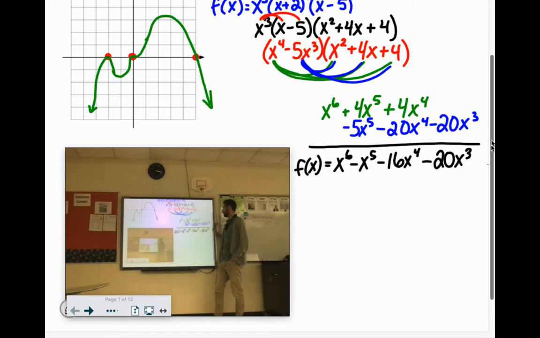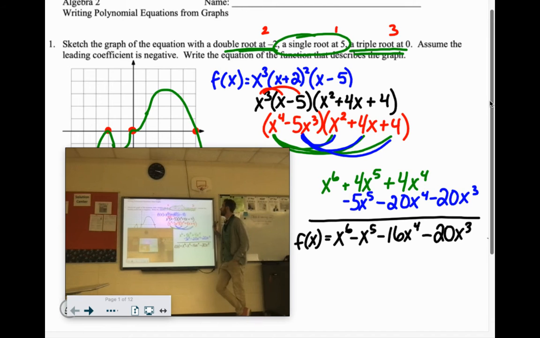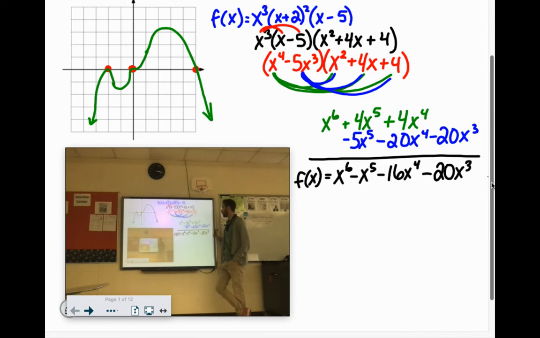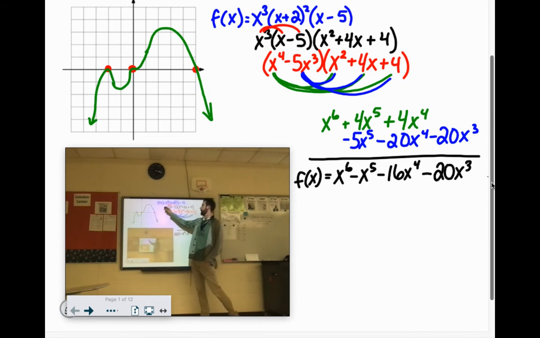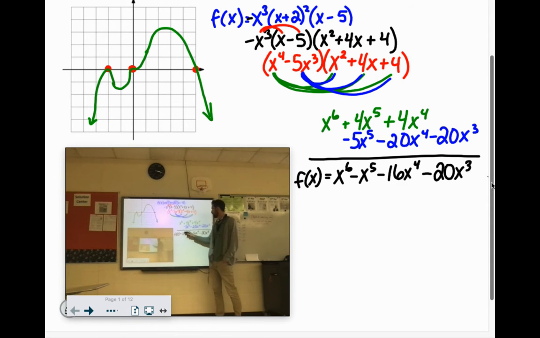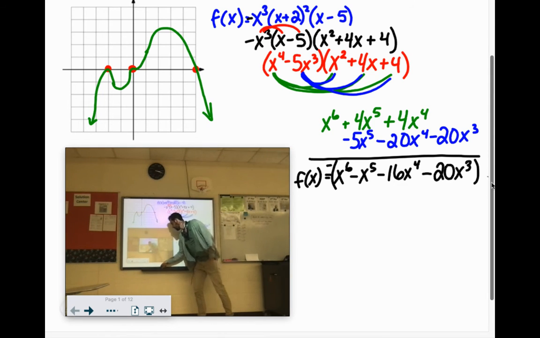What am I forgetting here? Oh, and the leading coefficient is negative. Oh boy. So that should be like negative x to the sixth there. But the nice thing is, that's a pretty easy fix, because we can just make it all negative.